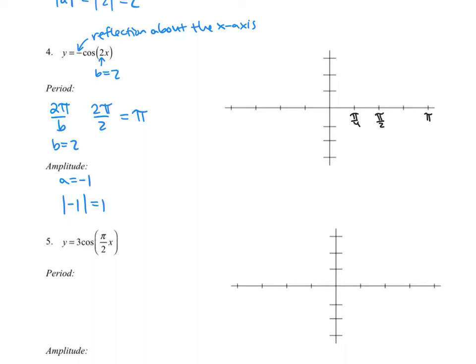So I have 1 pi over 4, 2 pi over 4, 3 pi over 4, and 4 pi over 4 is pi. And then I label the same way for our negative values. Negative pi over 4, negative pi over 2, negative 3 pi over 4, and negative pi. On the y-axis, I'm still labeling 1, 2, 3, negative 1, negative 2, negative 3.